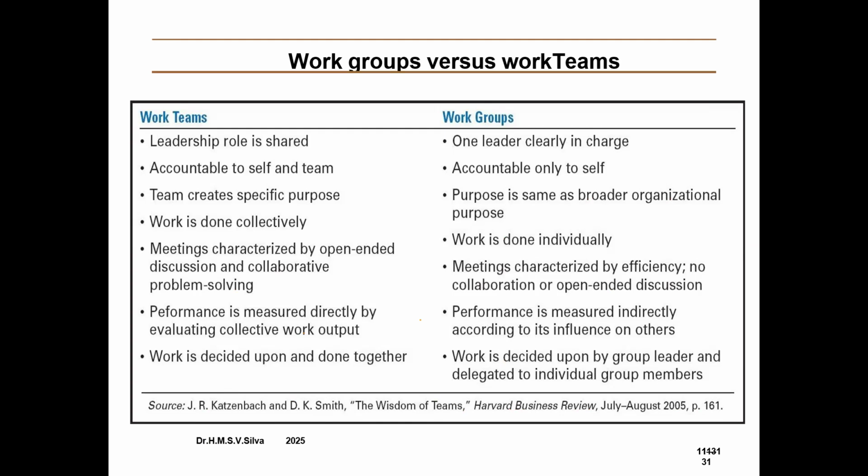Performance is measured directly by evaluating collective work output. Please highlight that word. But in a group, performance is measured indirectly according to its influence on another. In a team, individual performance is focused on, and work is decided upon and done together. But in a group, work is decided upon by the group leader and delegated to individual group members. So the group leader gives the task to the group member. But in a team, no, they decide and they do it together.